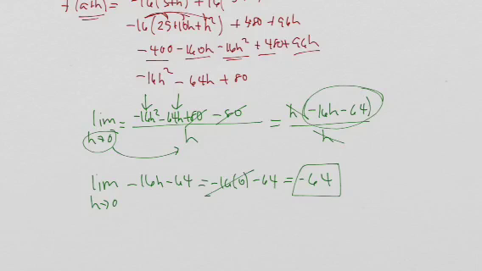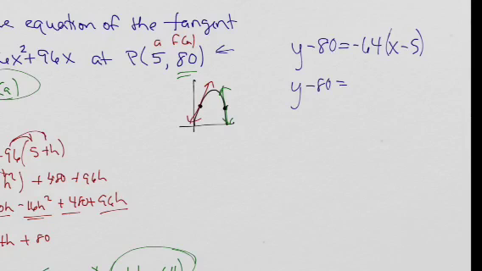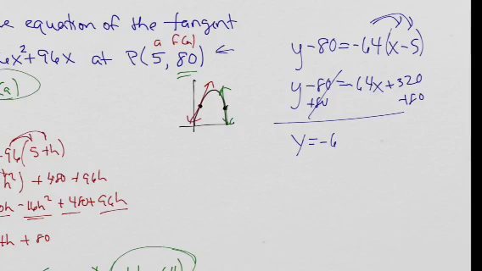Now you can put it back into your point slope form. Back at the beginning here, there's our point, 5, 80. So y minus the y1 coordinate equals m, we just found it, and then x minus the x1 coordinate. Multiply out my distributive property. Always do parentheses first. That's negative 64x. Then negative 64 times negative 5 is positive 320. And then add 80 on both sides. y equals negative 64x plus 400. There's your equation of your tangent line.